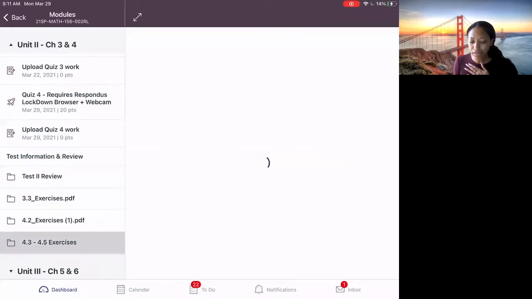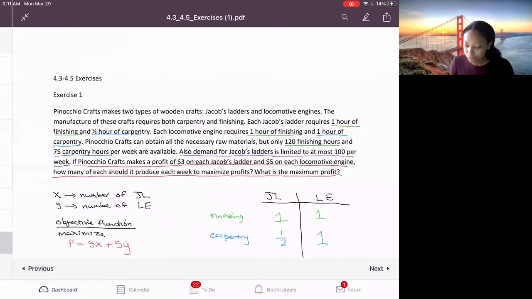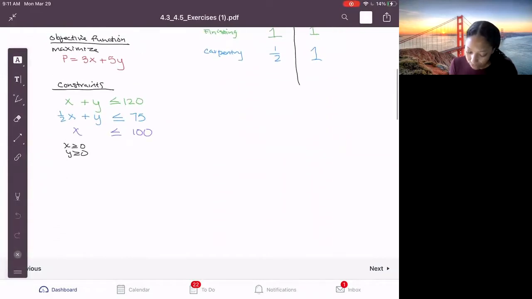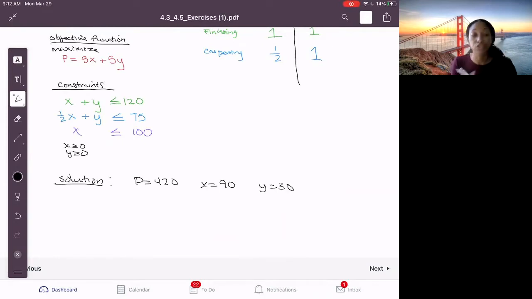Oh no, I think I erased everything. Oh, okay, that was a close one. All right. So our solution here: P is 420, x is 90, y is 30, and then you need to write out in words what this means.